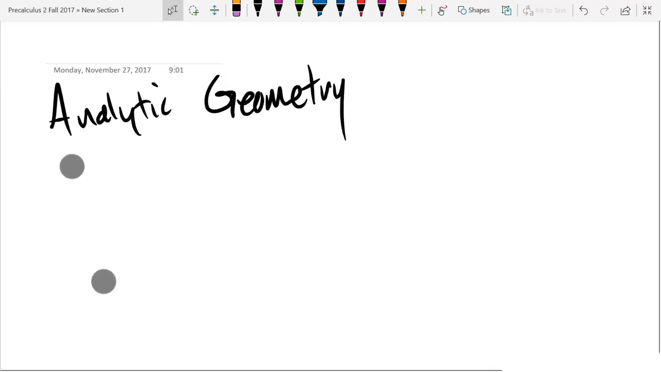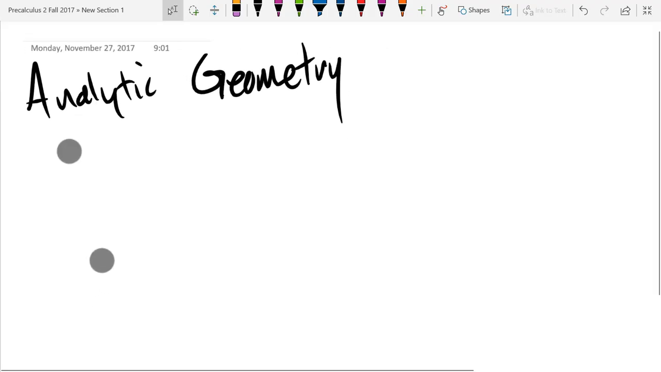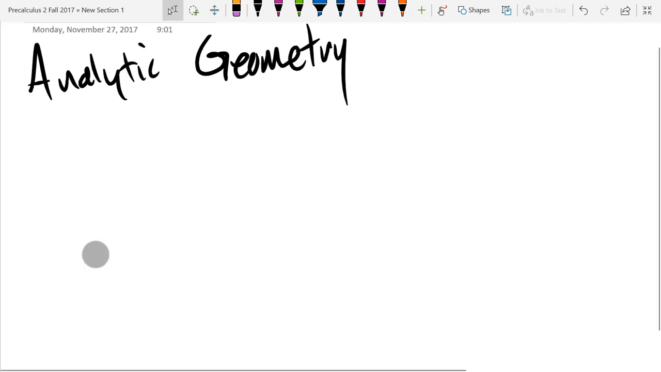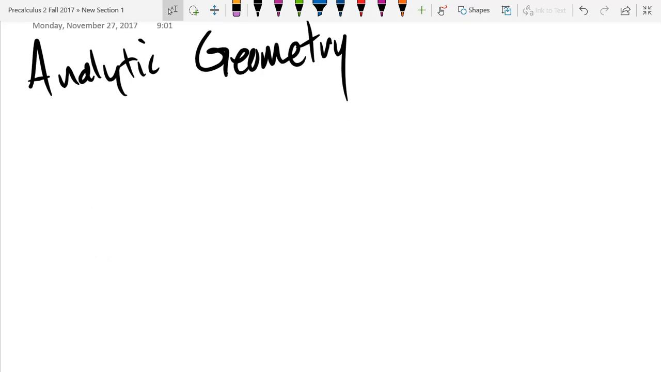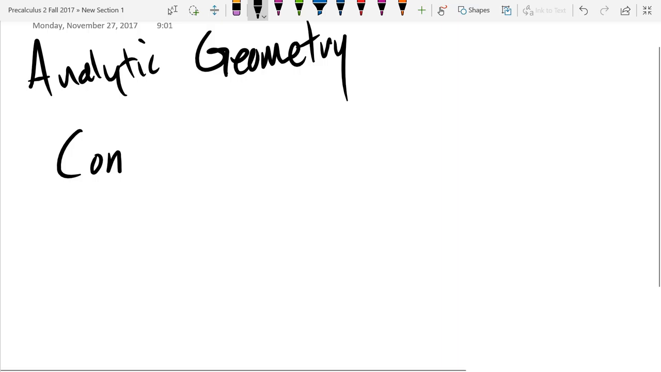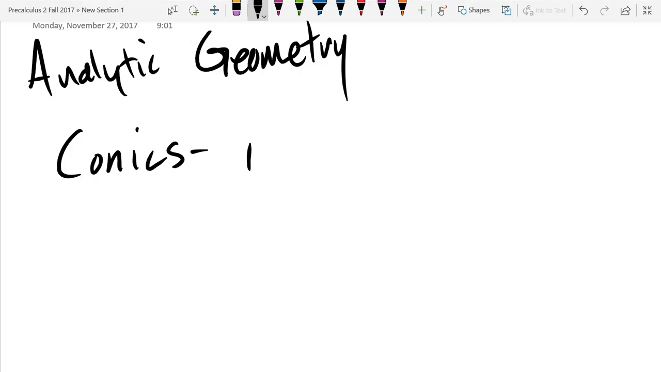So we're going to start out with the overview of analytic geometry, or at least the analytic geometry that we're going to look at. And we're going to look specifically at conics. So conics are double cones, or double infinite cones.